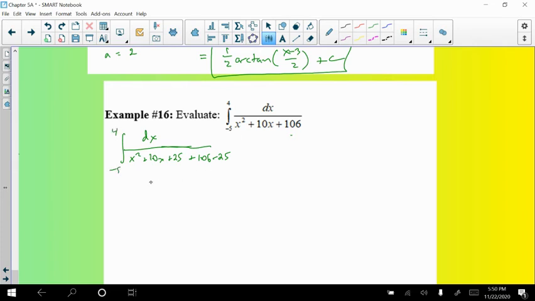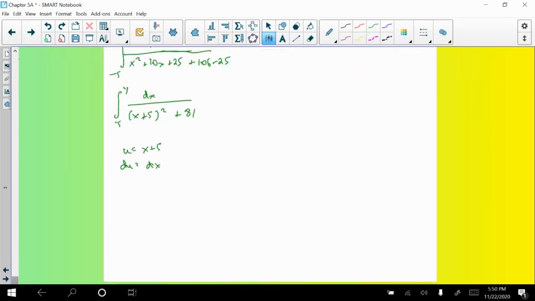But now, again, what I think was pretty nice to you in this example as well, is that when you sum that up, you get 81, which ends up being a nice perfect square. And this is x plus 5 as a quantity squared plus 81. And so let's do a u substitution. So we let u equal x plus 5. The derivative is just dx, which is great. And in this case, our a value is equal to 9.